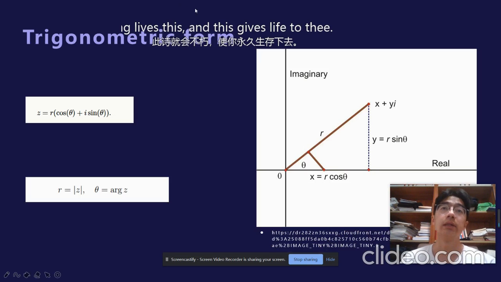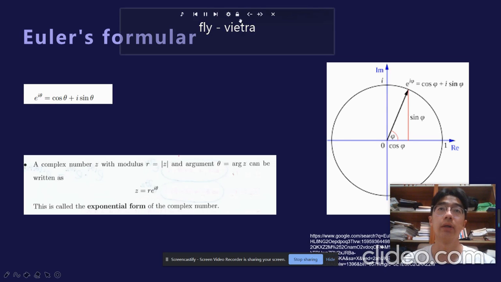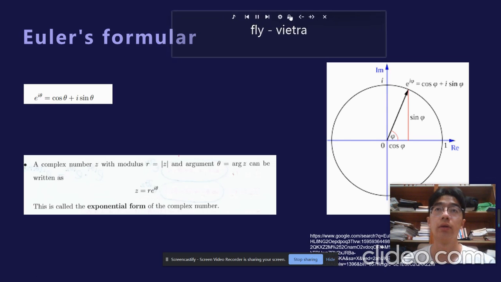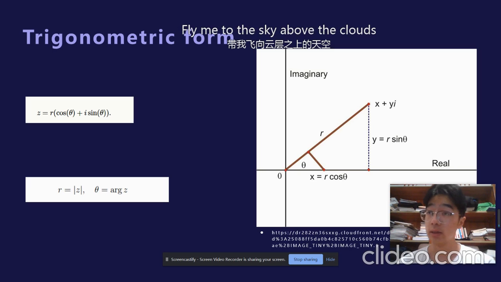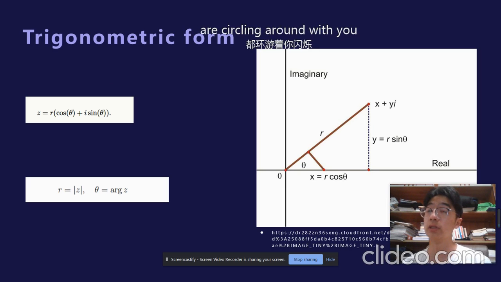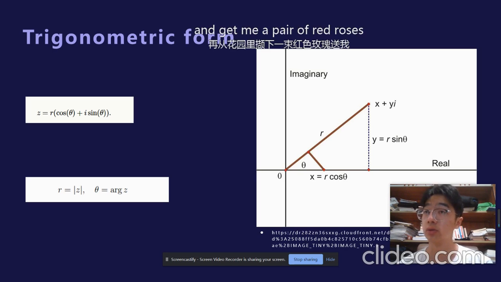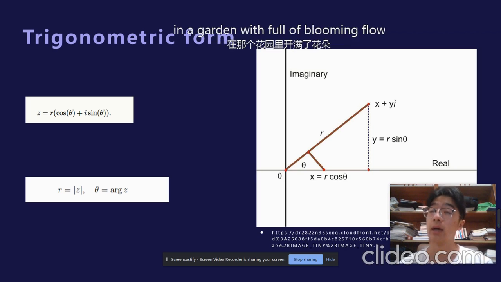The next topic is the trigonometric form, which is z equals r times the bracket cosine theta plus i sine theta, where r is the modulus and theta is the argument of z. From the picture, we can see that the imaginary part y is equal to r times sine theta, and x is equal to r times cosine theta.